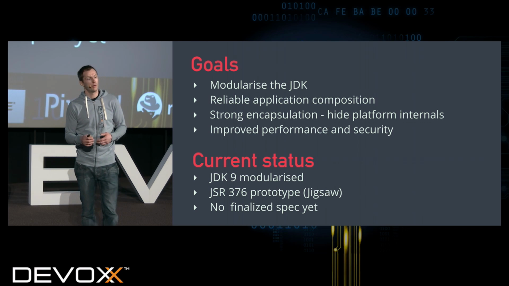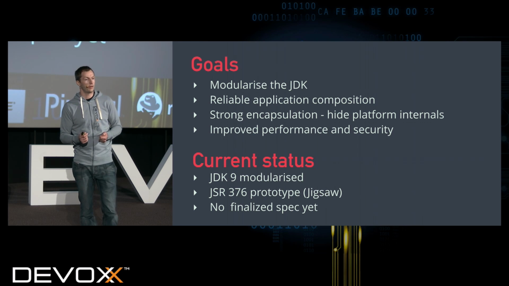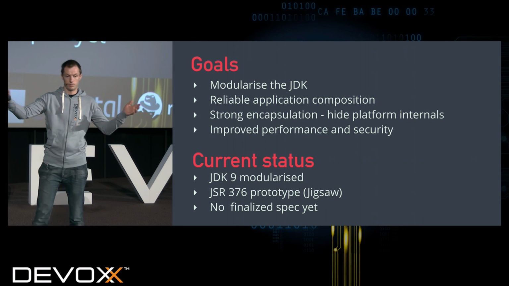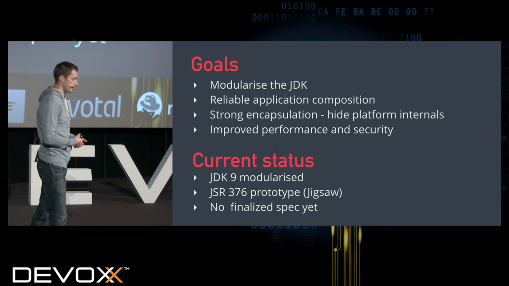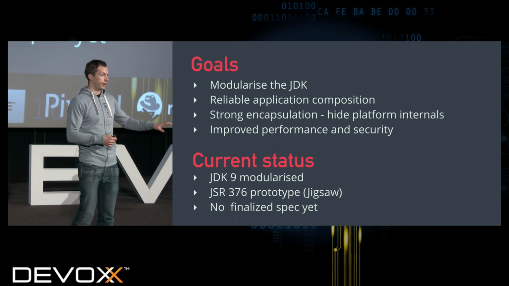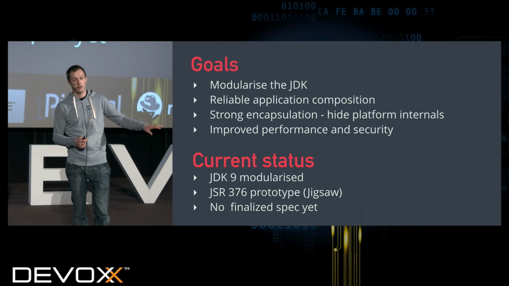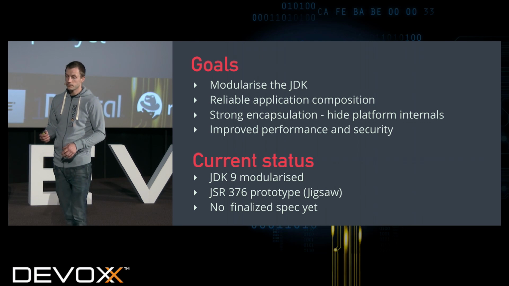In Java 8, we already got compact profiles, which is a very inflexible way of making this big JDK a little bit smaller. But that's just not good enough, and Java 9 is going to change that. So that's one part of the story. This is just about the JDK and splitting up the JDK itself.